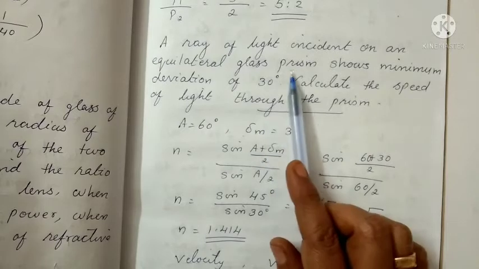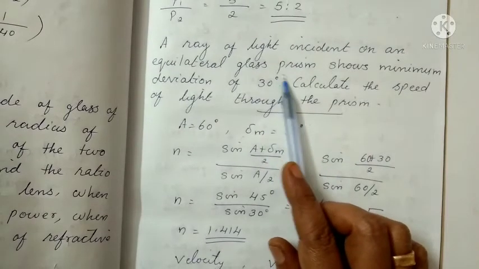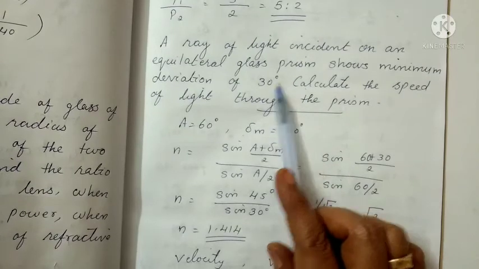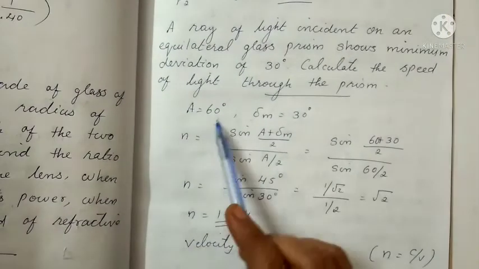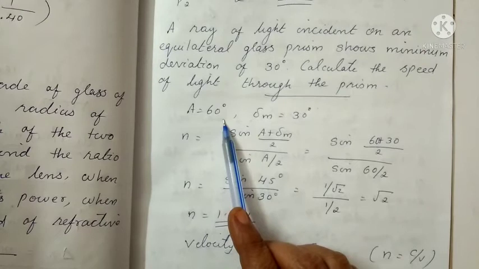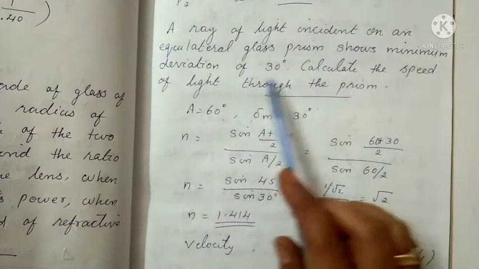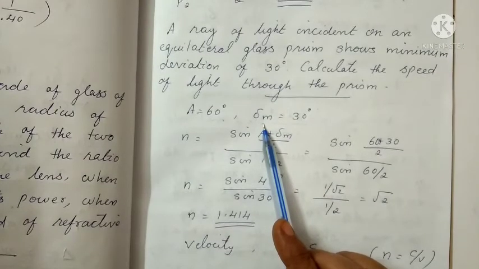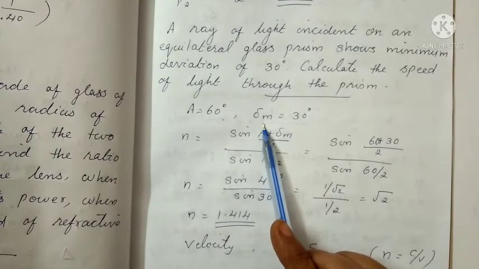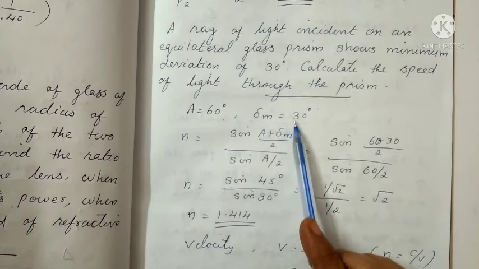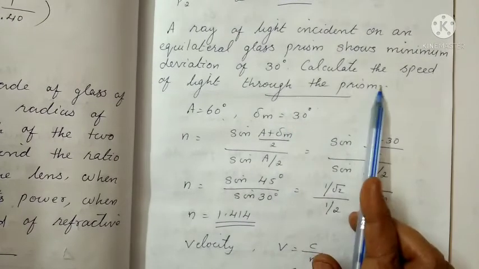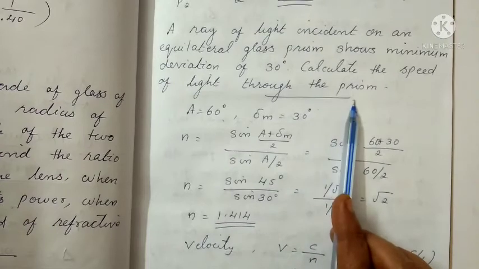So here the prism is an equilateral glass prism. So what is the angle of the equilateral glass prism? That is A equal to 60 degree. It shows minimum deviation of 30 degree, so we can note it as delta m. Minimum deviation is represented by delta m, that is equal to 30 degree. So you need to calculate the speed of the light through the prism.